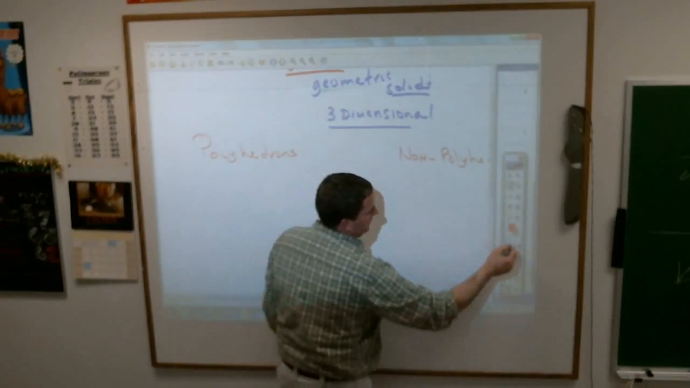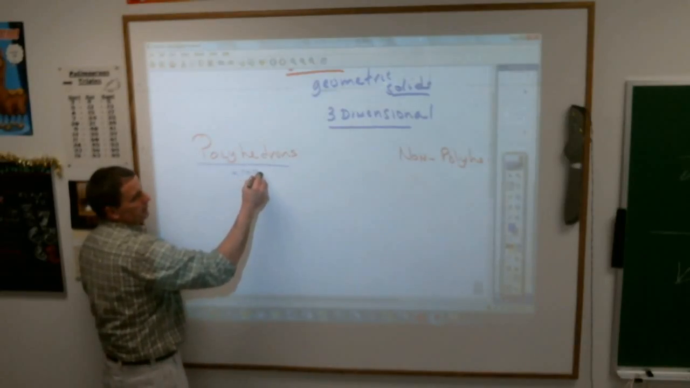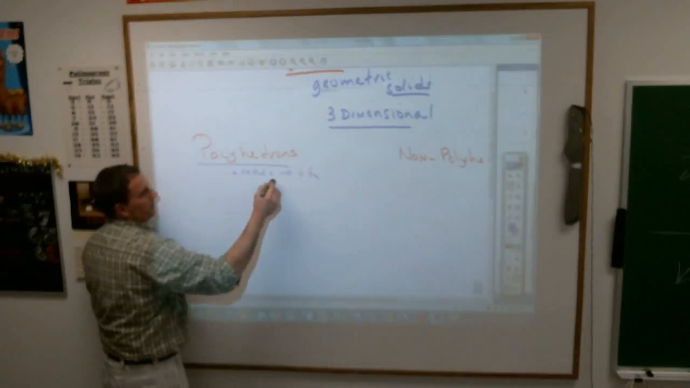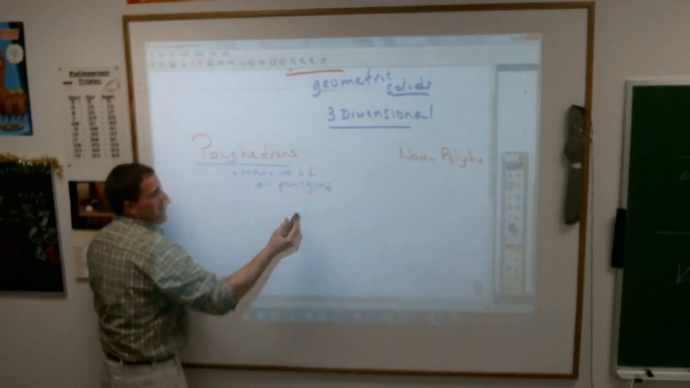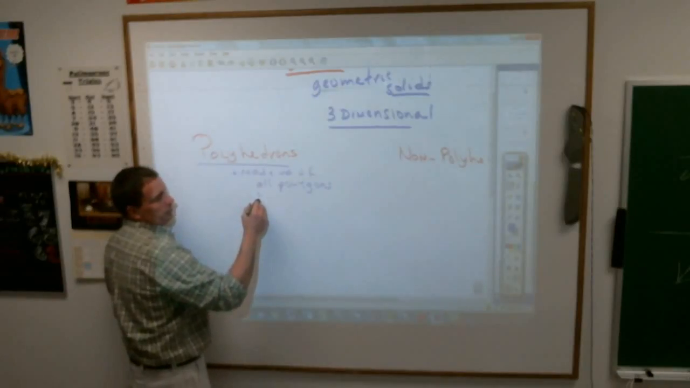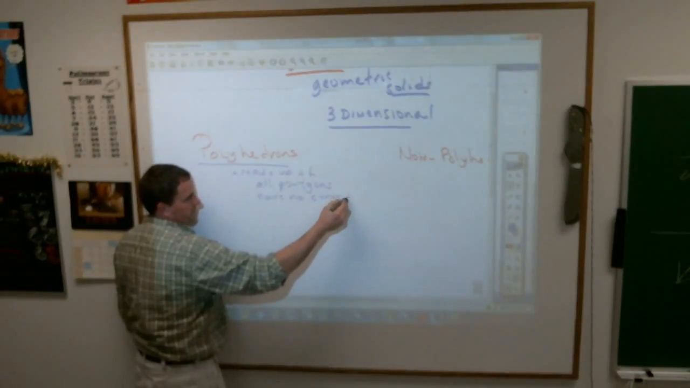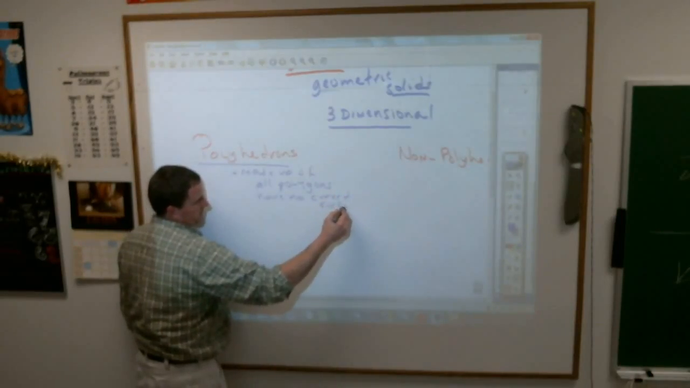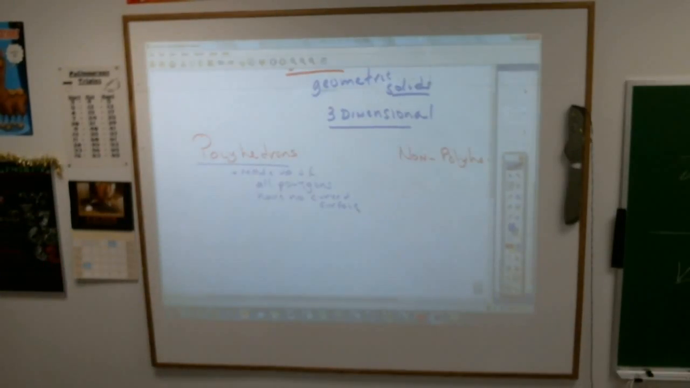Basically, when they talk about polyhedrons, polyhedrons are shapes made up of all polygons. In case you forgot, really all that means is polyhedrons have no curved surfaces. Remember, there's two things that had to fit for something to be a polygon. It needed to be closed and it needed to have straight sides.